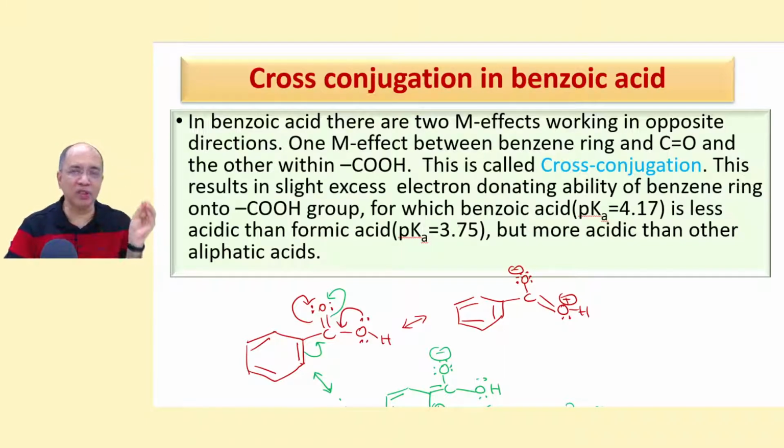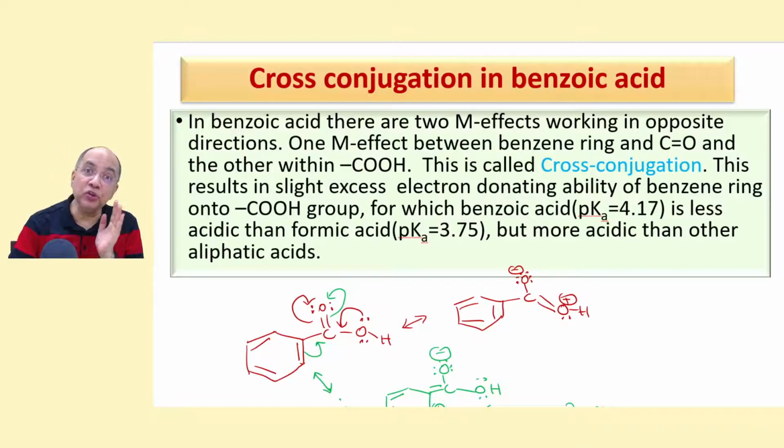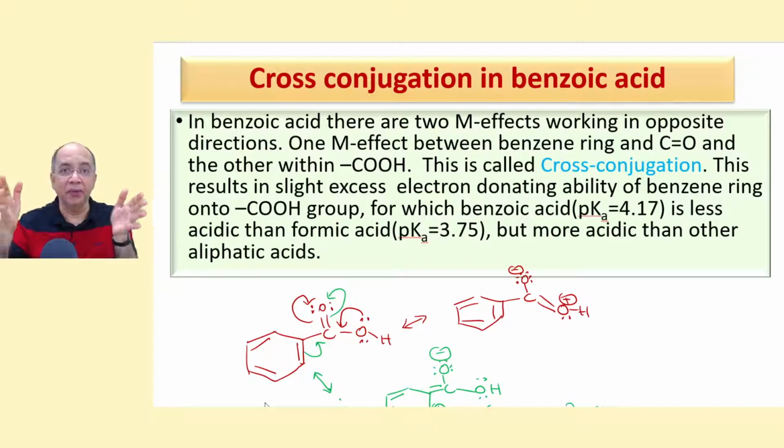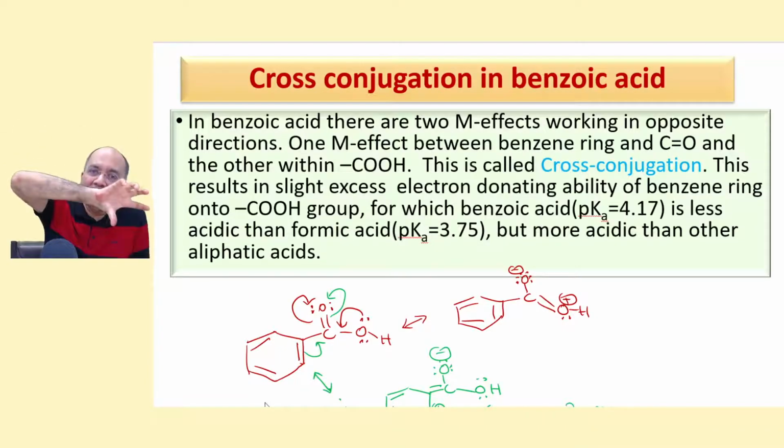A small plus M effect, so much so that benzoic acid is only weaker than formic acid, but stronger than all other carboxylic acids, aliphatic ones like acetic and propionic. They are all weaker than benzoic acid. But benzoic acid is weaker than formic acid. So the position of benzoic acid is in between formic and acetic. Why? Because the phenyl group has some residual electron releasing nature.